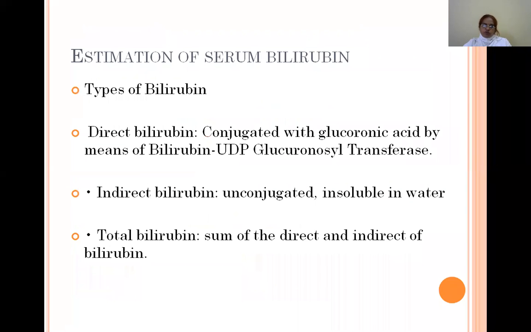Now see the estimation of bilirubin. First know the types of bilirubin: direct bilirubin, indirect bilirubin, and total bilirubin. Indirect bilirubin is conjugated with glucuronic acid by means of bilirubin UDP glucuronosyl transferase. Indirect bilirubin is unconjugated and insoluble in water. Total bilirubin is the sum of the direct and indirect bilirubin.